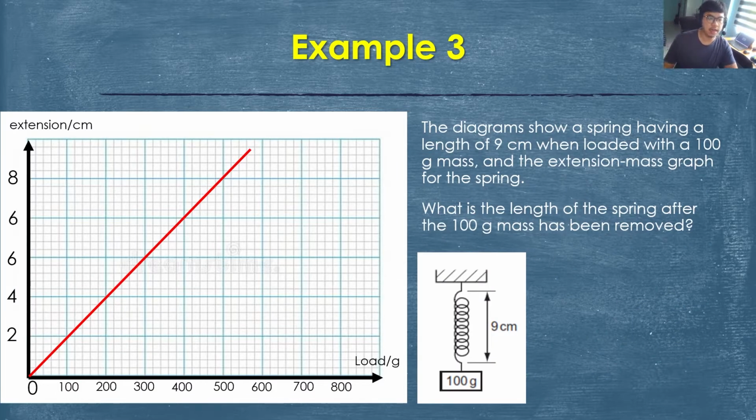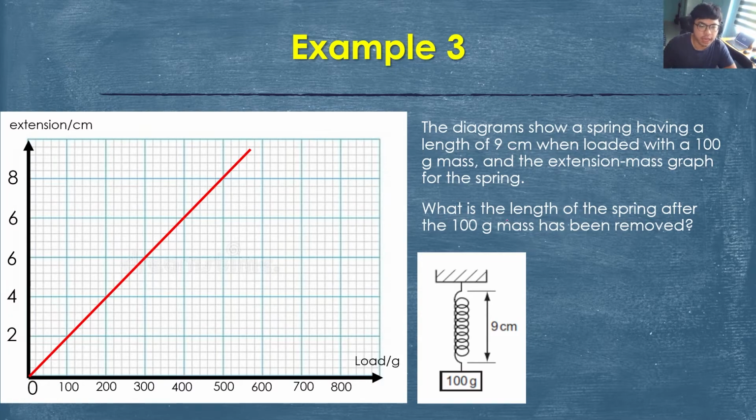Okay. Example 3. The diagrams show a spring having a length of 9 centimeters when loaded with a 100-gram mass, and the extension mass graph for the spring, so that is the graph on the left. What is the length of the spring after the 100-gram mass has been removed?